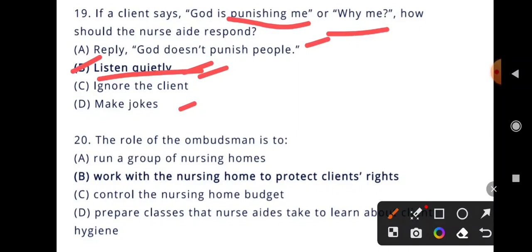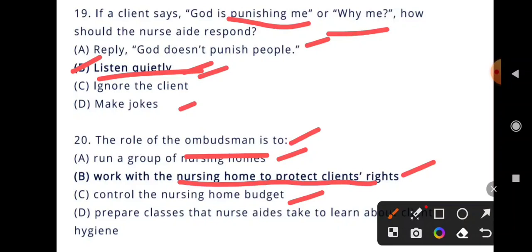Option B. So next and last question, the role of the ombudsman is to: run a group of nursing homes, work with the nursing home to protect clients' rights, control the nursing home budget, prepare classes that nurse aides take to learn about hygiene. So the ombudsman's role is to work with the nursing home to protect clients' rights.